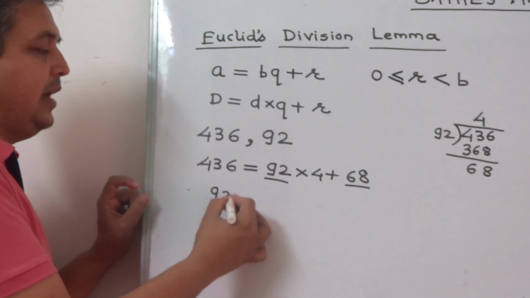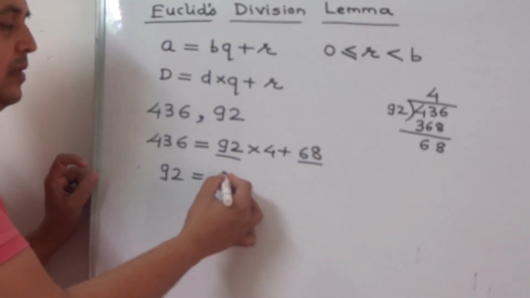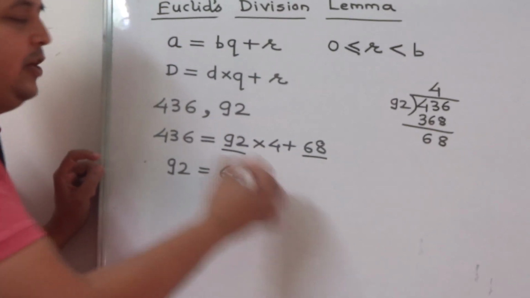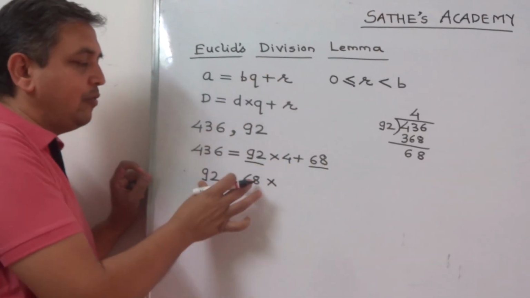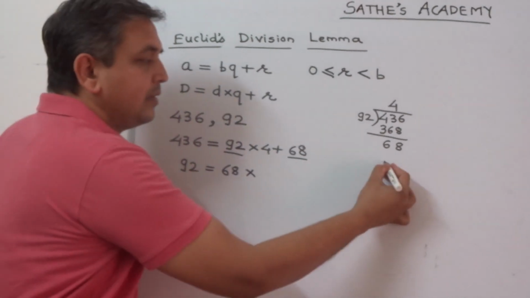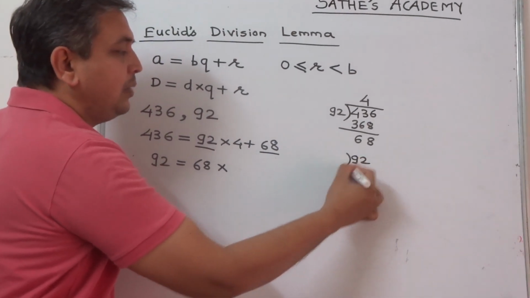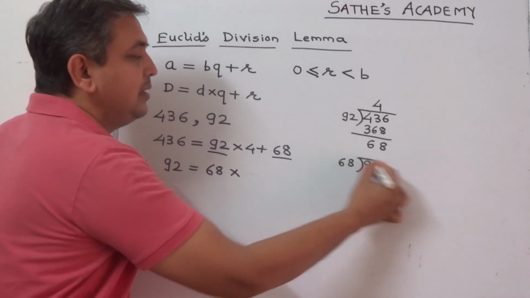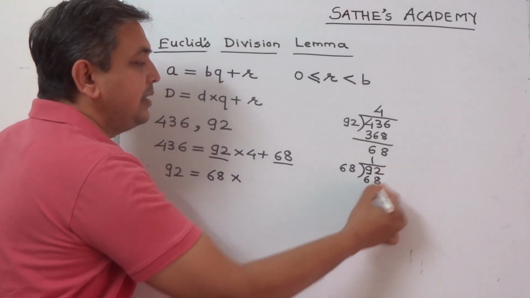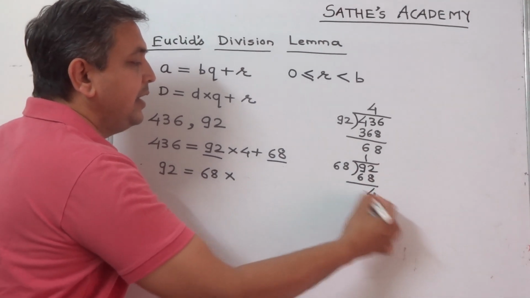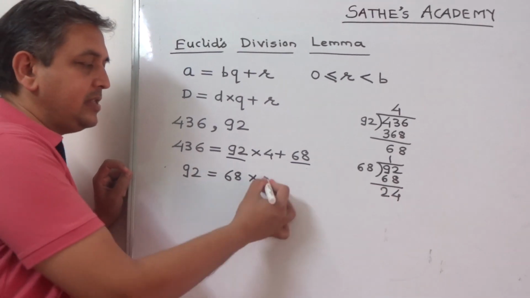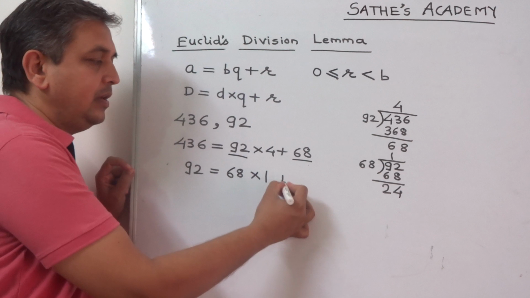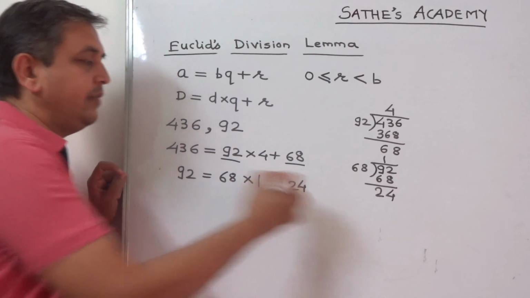So we write 92 is equal to 68 into. Now again we find quotient and the remainder for these two numbers. 92 divided by 68. 68 ones are 68. When we subtract, we get 24 as the remainder. So 92 can be written as 68 into 1 quotient plus 24.